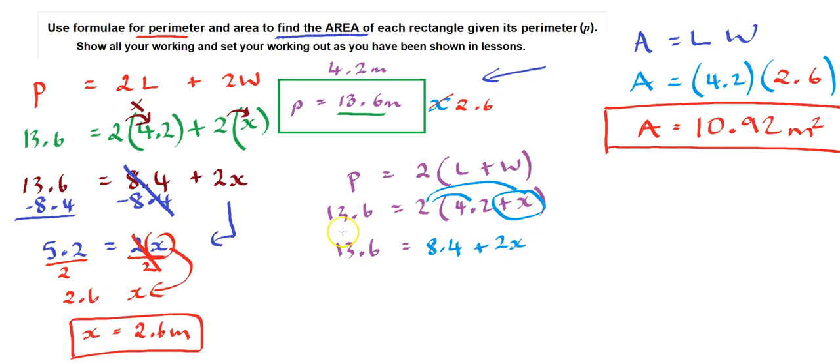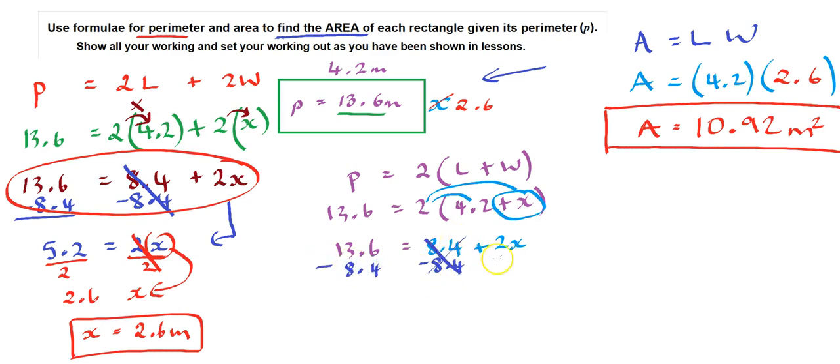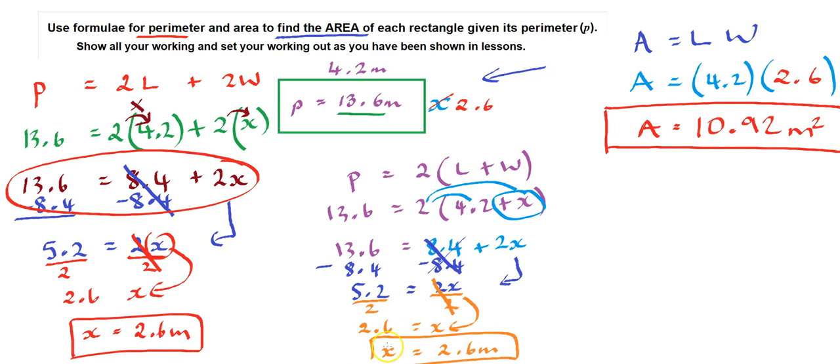And then we just solve from here, as we did at this point in the previous solution. We have to cancel out 8.4 on both sides. That cancels out to leave on the right hand side 2x, and on this side 5.2. Then for the next line we have to cancel out multiplying by 2, and we divide by 2. We do that to both sides, so multiply by 2, divide by 2 cancels, so we're left with x, and on this side we're left with 2.6, and so x equals 2.6 meters. So you could have used that formula as well.